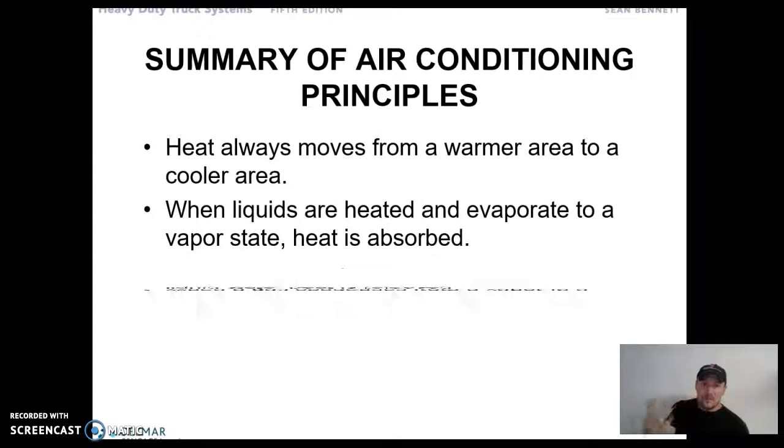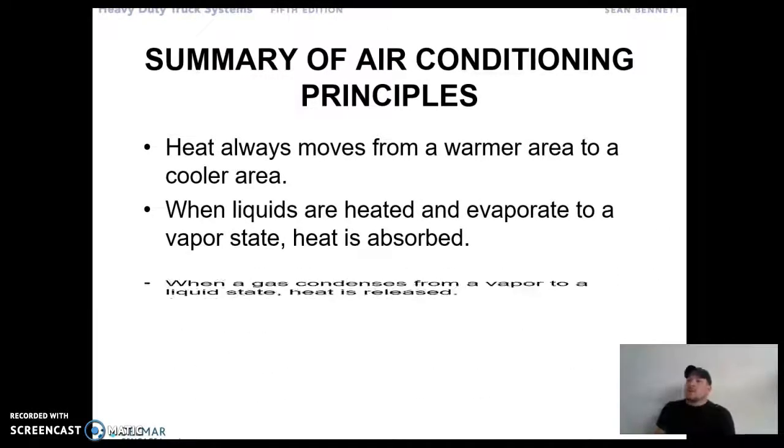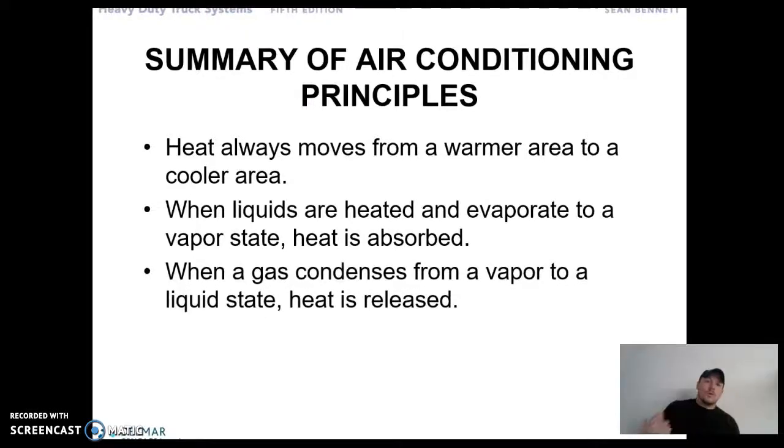All right, so key things to remember as we're going over AC stuff: heat always moves from a warmer area to a cooler area, so it's transferred from hot to cold. When liquids are heated and evaporated to a vapor state, heat is absorbed, and when gas condenses from a vapor to a liquid state, heat is released.